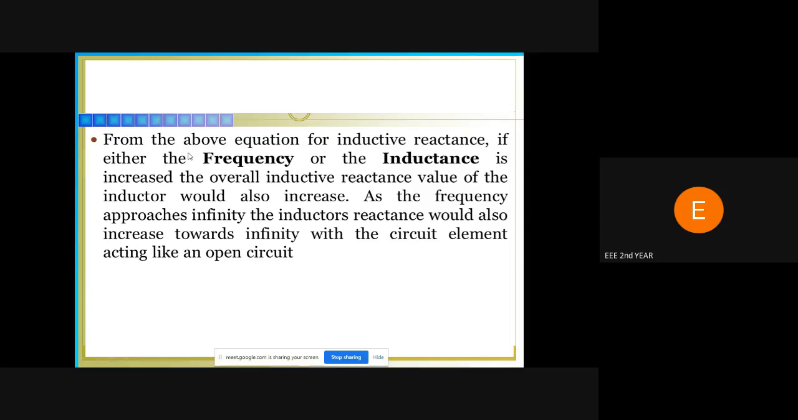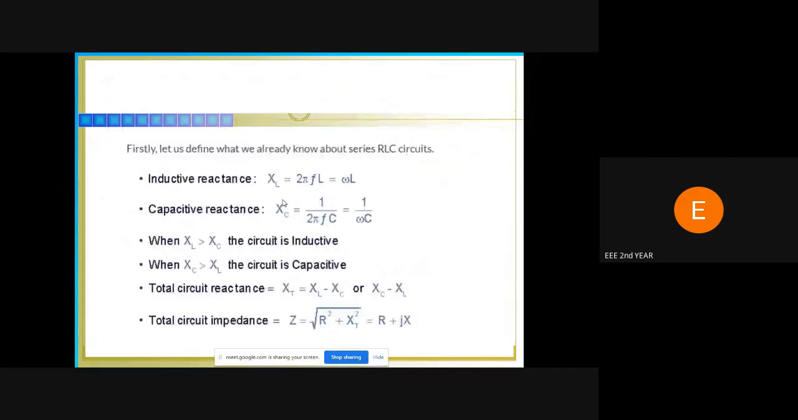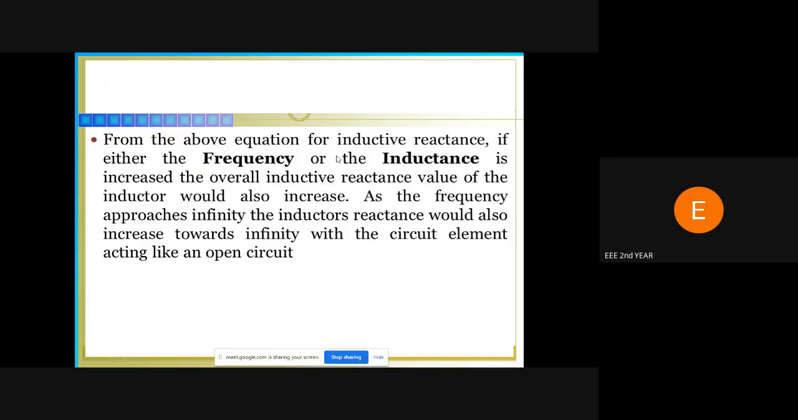Based on these equations, the inductive reactance increases when either the frequency or the inductance is increased. See here, the inductive reactance is directly proportional to your frequency. If the inductive reactance increases, then the frequency increases. Then, depending upon the capacitive reactance, if the capacitive reactance increases, your frequency decreases. If your frequency increases higher, the capacitive reactance decreases. So that is the thing which we will explain here.